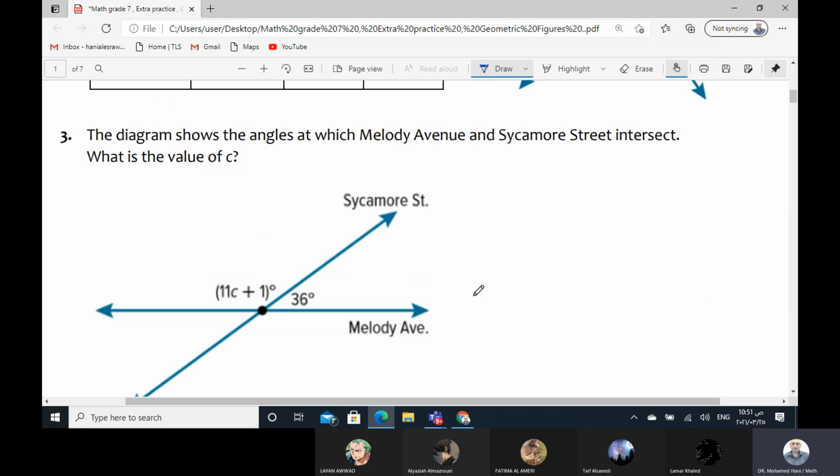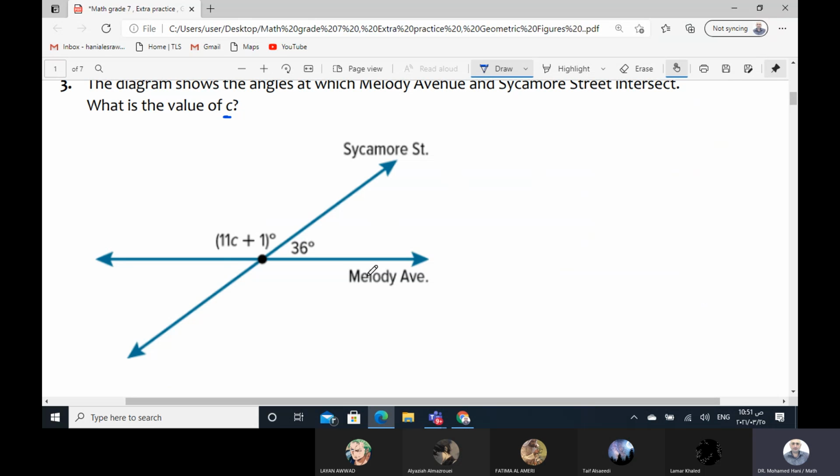The diagram shows the angles at which Melody Avenue and Sycamore Street intersect. What is the value of C? Now we have this figure. I know here the angle is 36 degrees, and I know here the angle is 11C plus 1 degrees, and I want to find the value of C. I want you all to write an equation, solve it, and find the value of C. Start, please.